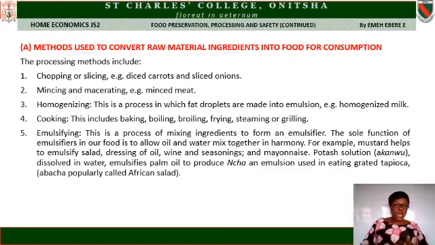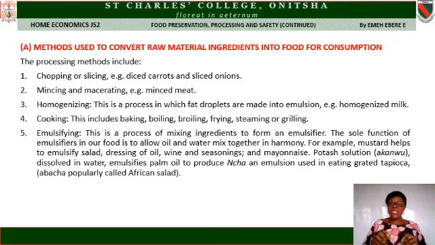Then number 4, cooking. This includes baking, boiling, broiling, frying, steaming, or grilling. So cooking is also a method of processing food, because when you cook, you already change the state of the food into another state. Then number 5, emulsifying.